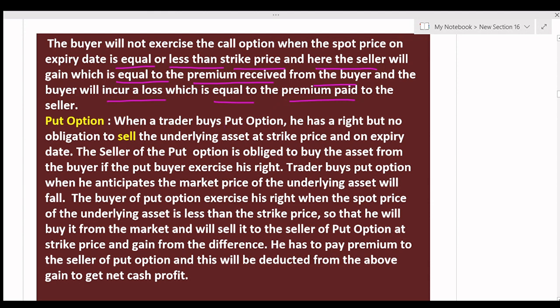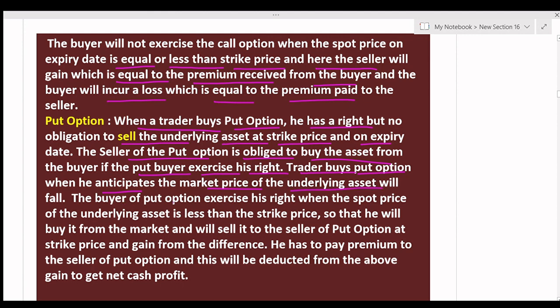Now comes the put option. When a trader buys a put option, he has a right but not an obligation to sell the underlying asset at the strike price on the expiry date. The seller of a put option is obliged to buy the asset from the buyer of the put option if the put buyer exercises his right. A trader buys a put option when he anticipates the market of the underlying asset will fall.